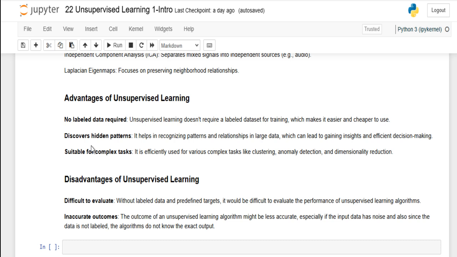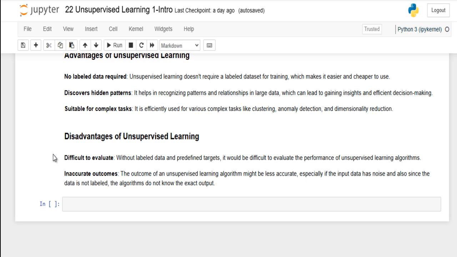We also have discovering hidden patterns. It helps in recognizing patterns and relationships in large data sets, which can lead to gaining insight and efficient decision making. It is suitable for complex tasks. It is efficiently used for various complex tasks like clustering, anomaly detection, and dimensionality reduction.